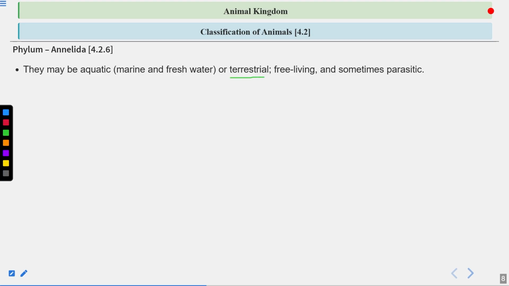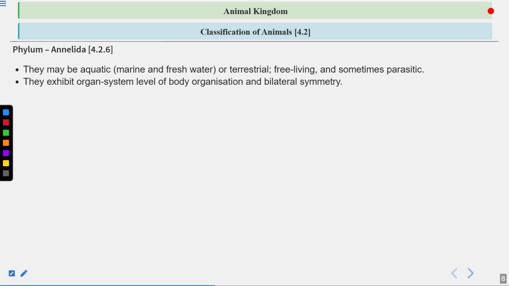Not all Annelida are aquatic. Some are terrestrial also, that is, they are found on land. They could be free living. Free living means they are not present inside any other body. Then they are called free living. But some are parasitic. We will see which is the parasitic one, right?